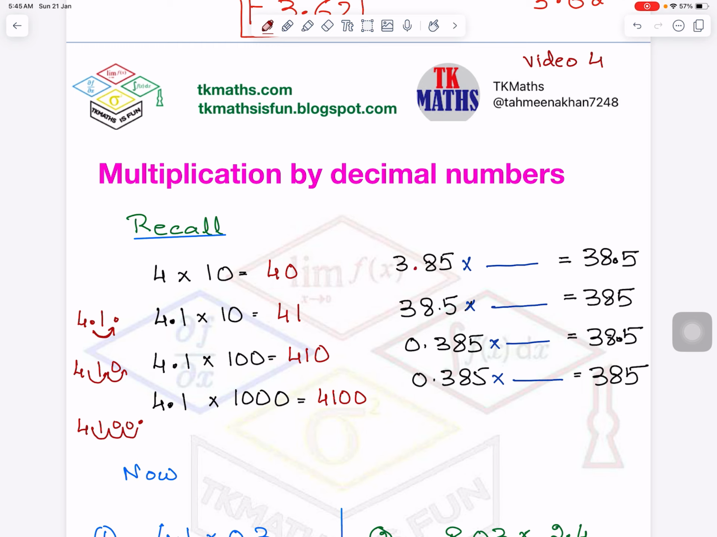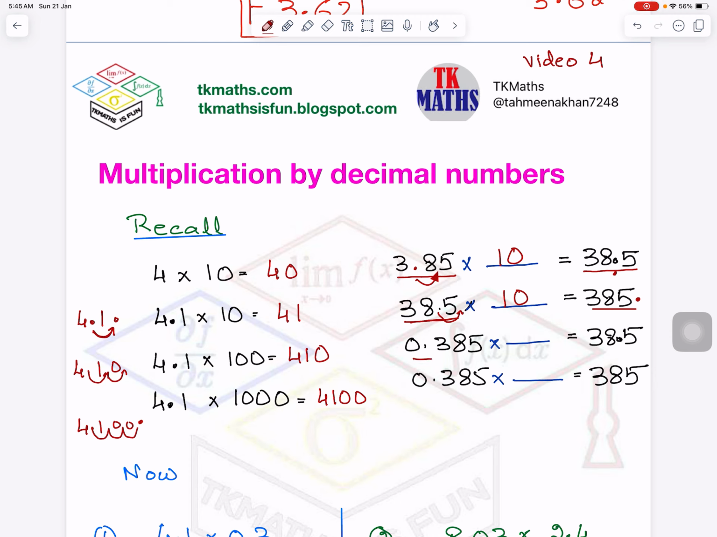When 3.85 becomes 38.5 and somebody asks you what you're multiplying it by, what actually happens? The decimal was here after 3, now it is here after 8. It means it has jumped one place. So you will write here 10. Then you look at this: 38.5 becomes 385. What happened? The decimal has jumped one place, because when there is no decimal, it is always at the last. I told you in the previous videos. So again, it means you have multiplied by 10.